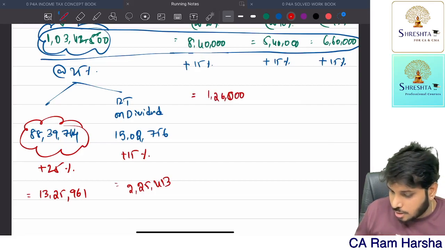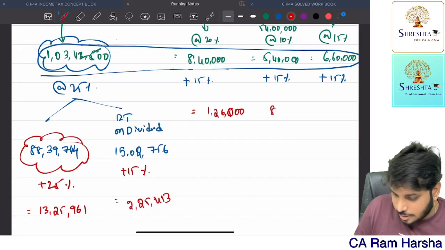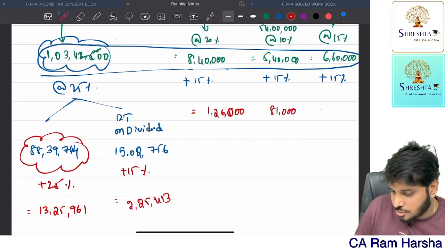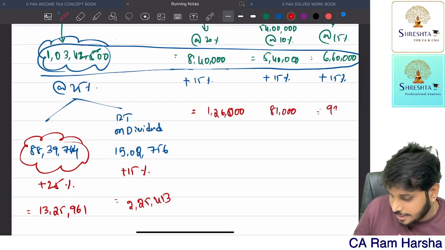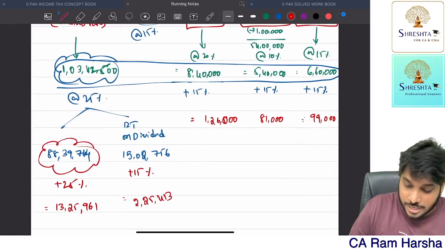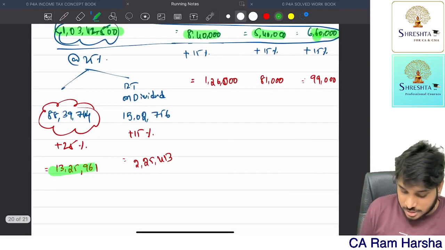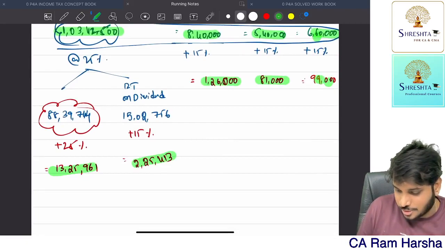Now on this one, surcharge is how much? 15%, 81,000. And on this also, 6,60,000 multiplied by 15 percent, 99,000. Now we computed basic tax, yes or no? These are all basic tax. Now we computed surcharge also. This is the surcharge amount, correct?